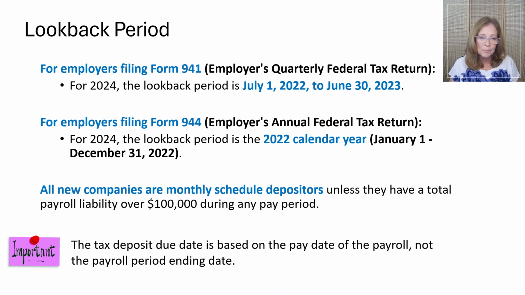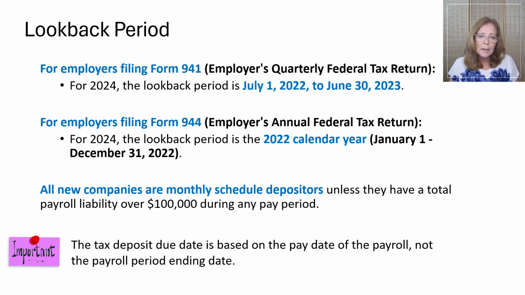Here are the rules. For employers filing Form 941, the employer's quarterly federal tax return, the look-back period for 2024 is the 4 quarters starting July 1st, 2022 and ending June 30th, 2023. This includes the third and fourth quarters of 2022 and the first and second quarters of 2023. You determine your deposit schedule monthly or semi-weekly for 2024 based on your total tax liability during this period.